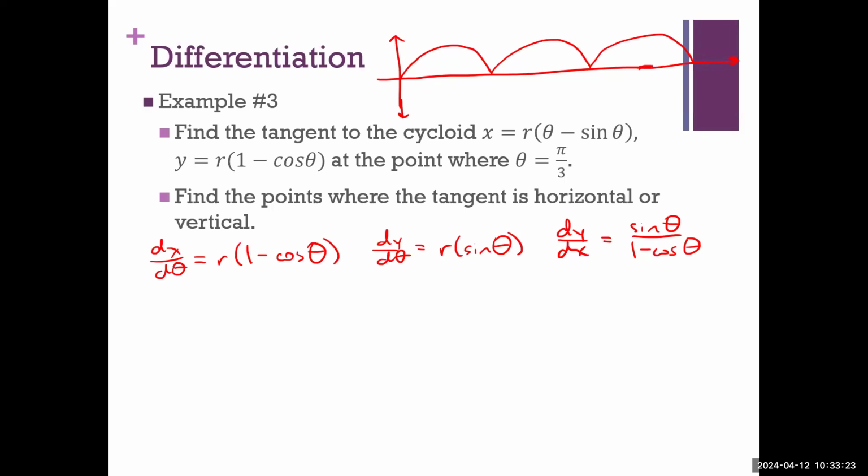Can I use that to find what I asked for? Treating R as a constant, yeah. Basically, R tells you how large those arches are going to be, but the rate of change doesn't really depend on it. It divides out. So how can I find the slope at the point I care about?